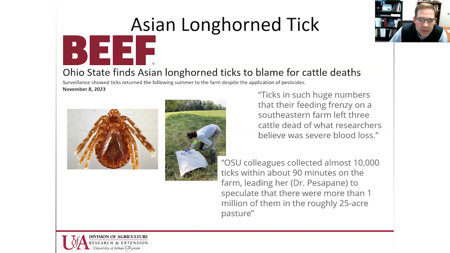But it points out that the Ohio State professors that were looking at that, it says they collected almost 10,000 ticks within 90 minutes on the farm, leading Dr. Pesapane there to speculate that there was more than 1 million of them in roughly a 25-acre pasture. So, like I said, their numbers can increase so quickly because of what they are. But I just want to make you aware of it.